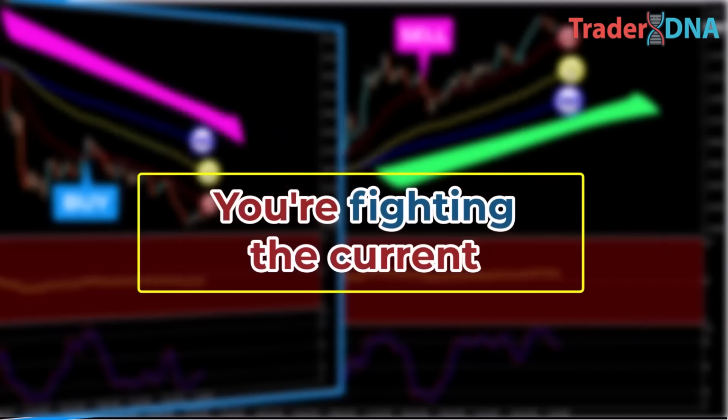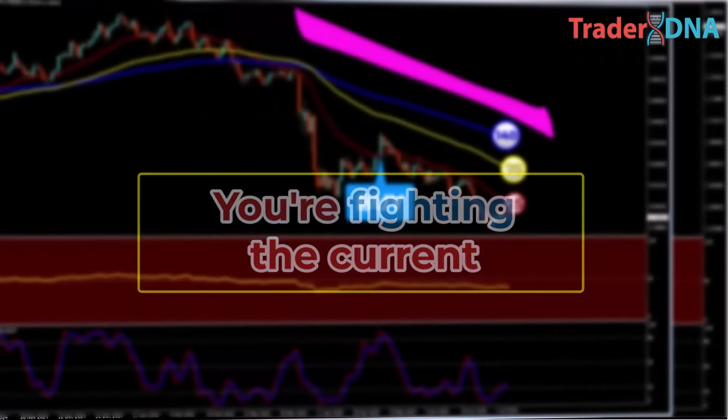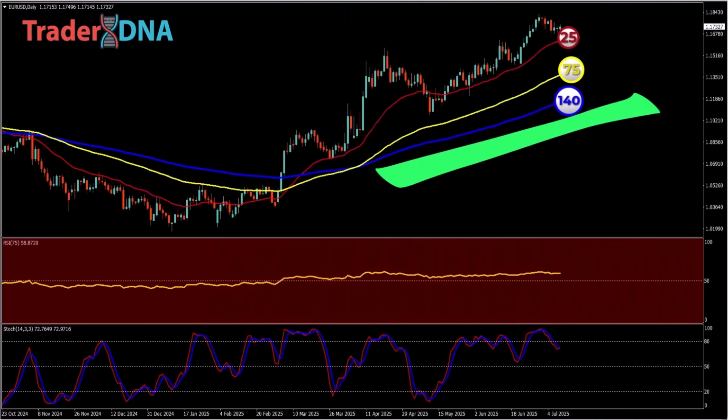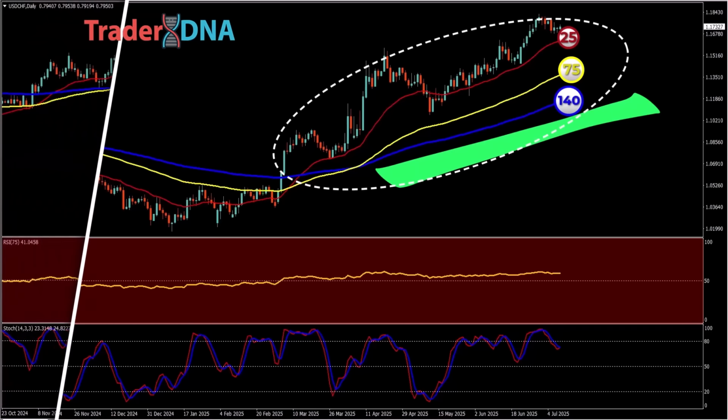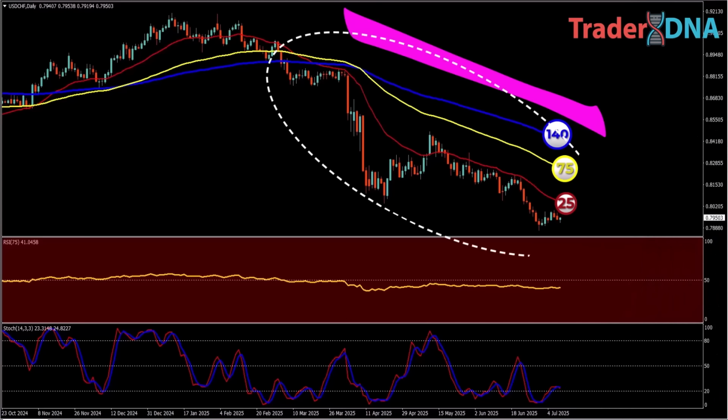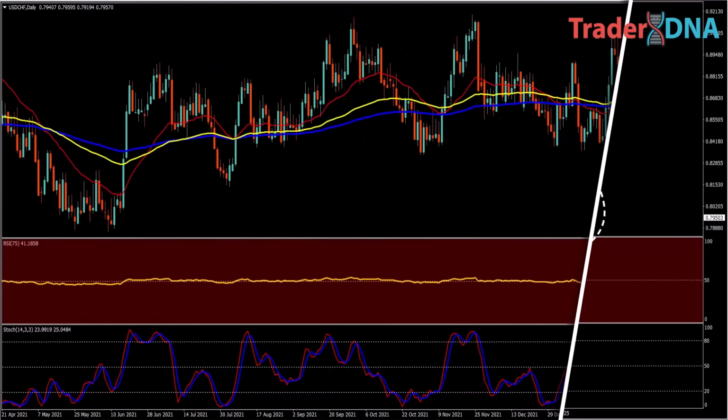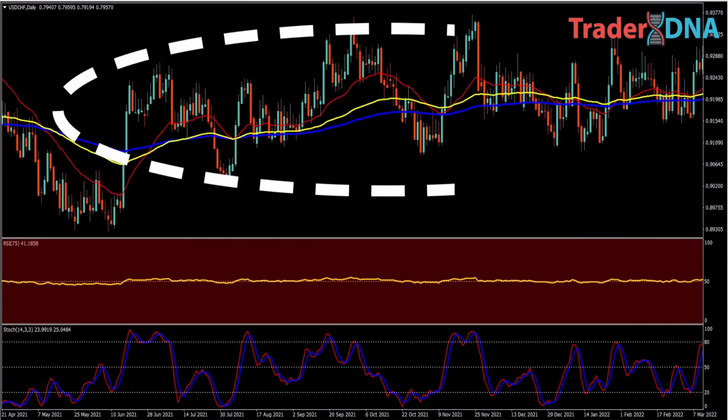So here's what you do. Before anything else, analyze the trend. Take a few seconds to look at your EMAs. Are they lined up cleanly? Are they sloping clearly up or down? Is price respecting those lines or just slicing through them like butter? These are the clues that tell you whether a trend is really happening or if the market is just going sideways and waiting to trap you.